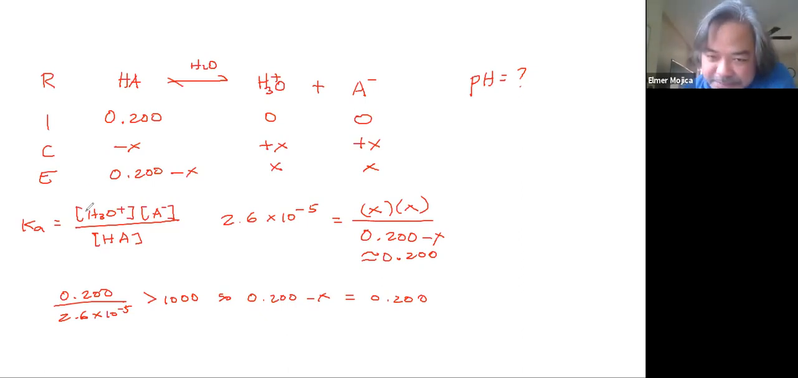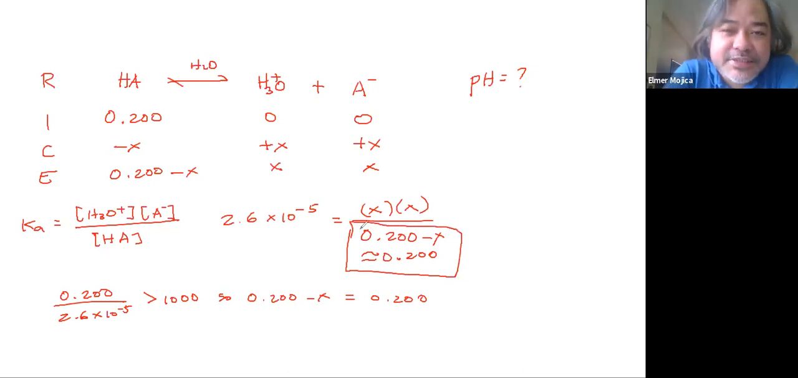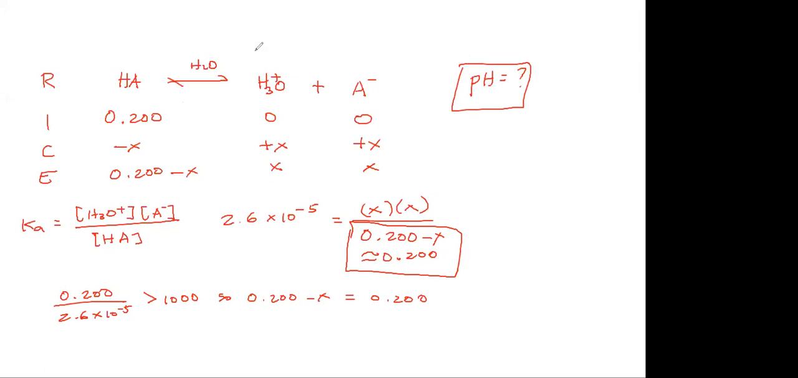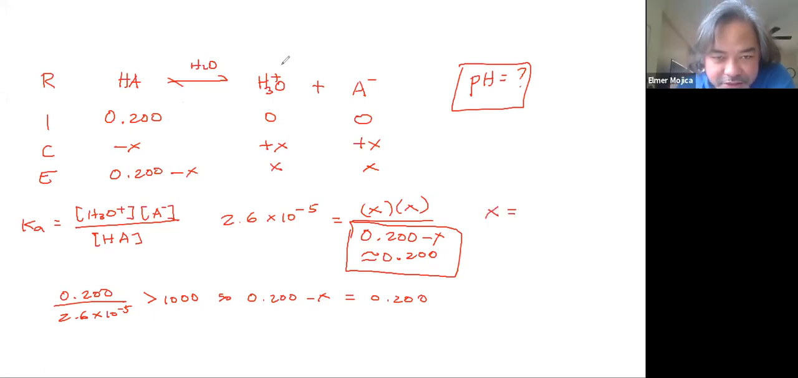What does this mean? So let's say if you're a billionaire, like Donald Trump, if you lose $1, you're still a billionaire, right? Because the amount that you lost is so small. So the initial concentration is still the same. But the question is, what do you need to solve to get the pH? Anyone? The X. Because X there is equal to your H3O plus.